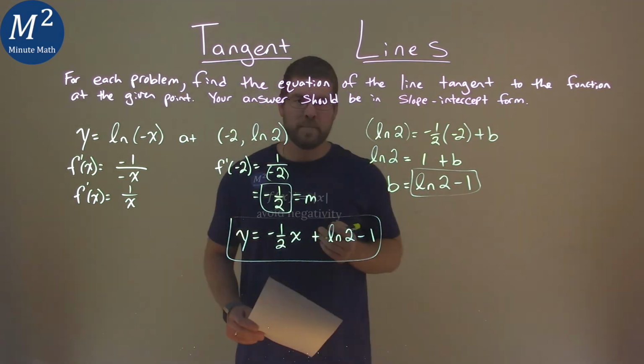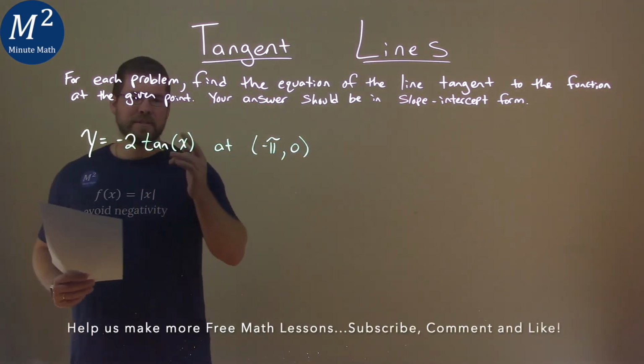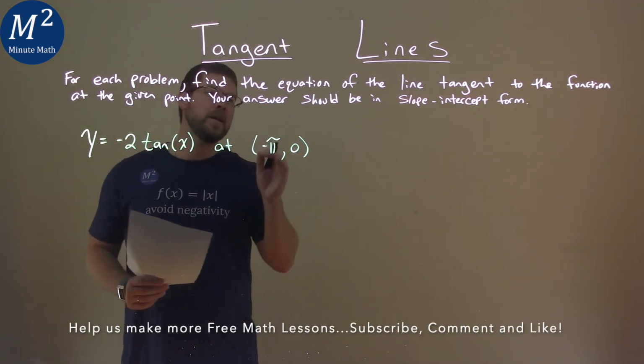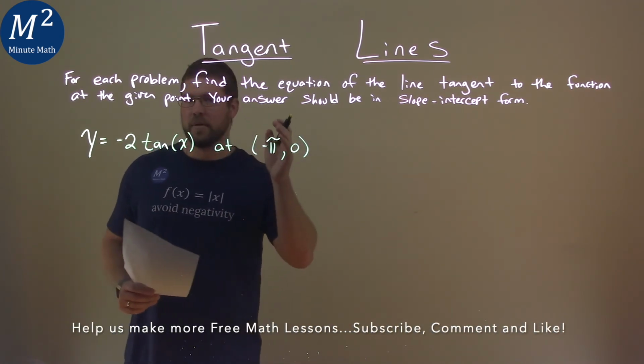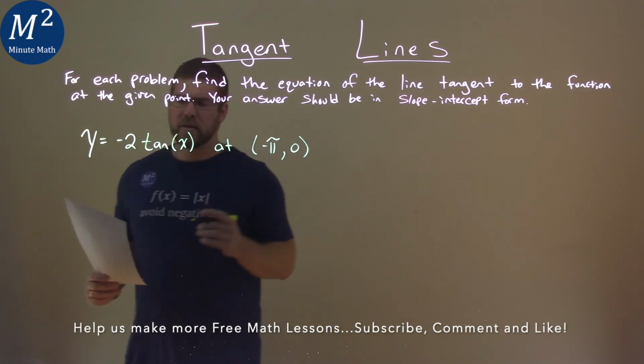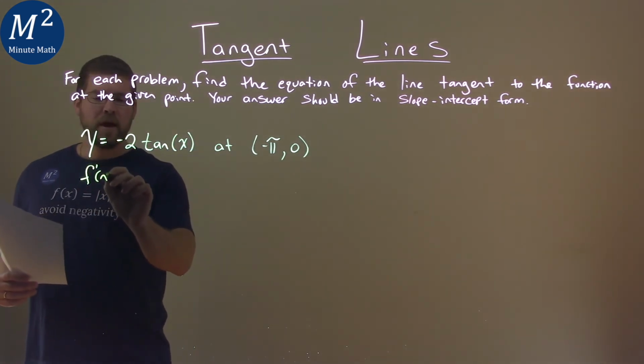We're given this problem right here. y equals negative 2 tangent of x, and we need to find the equation of the line tangent to this function at negative pi comma 0. First thing I need to do is find the derivative of our function. Let's call it f prime of x.